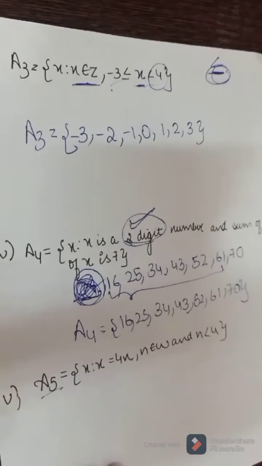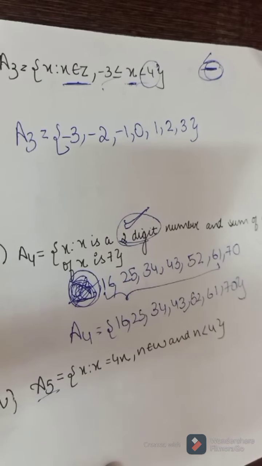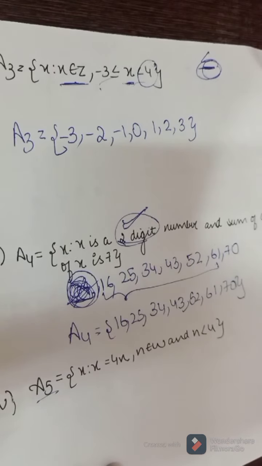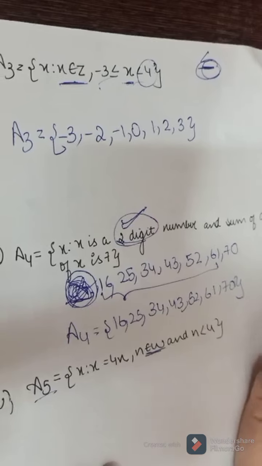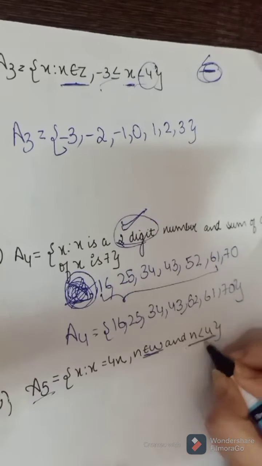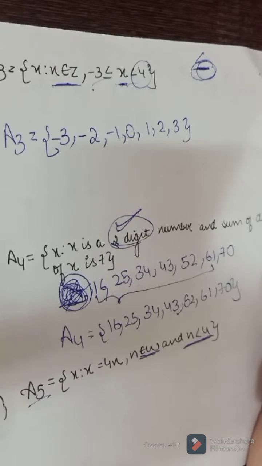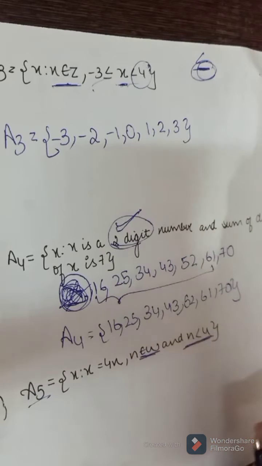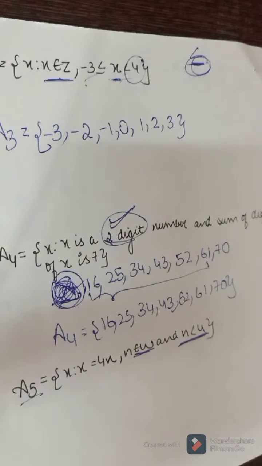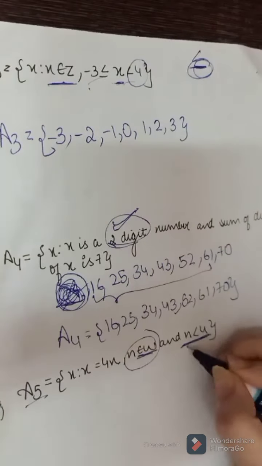Now A5, X such that X is equal to 4n where n belongs to W. Now what is W? W is the whole numbers, and n is less than 4. But in the set, they have written 4n, which means you have to make it 4 times n. Now if we write n, n belongs to whole numbers and n is less than 4.